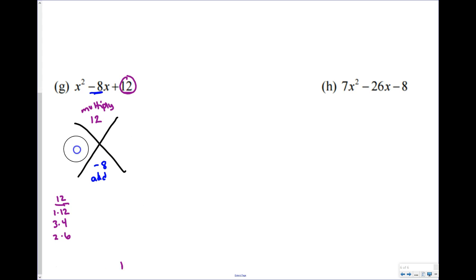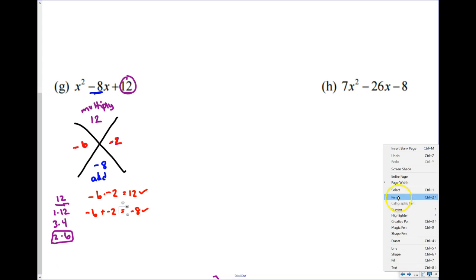So signs are really important in this practice. And I notice here, this 2 and 6, if I pick -2 and -6 as my puzzle, it's going to work. Because what's -6 times -2? There's the positive 12 that I want. And -6 plus -2, well, there's the -8 that I want. So sometimes you have to play with your signs.